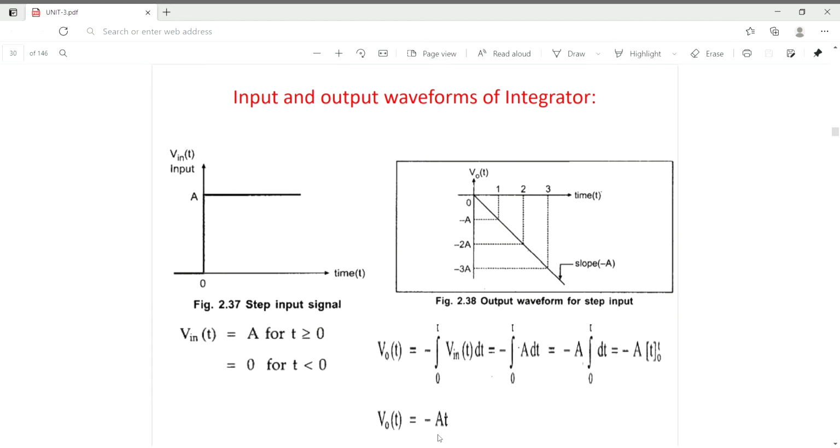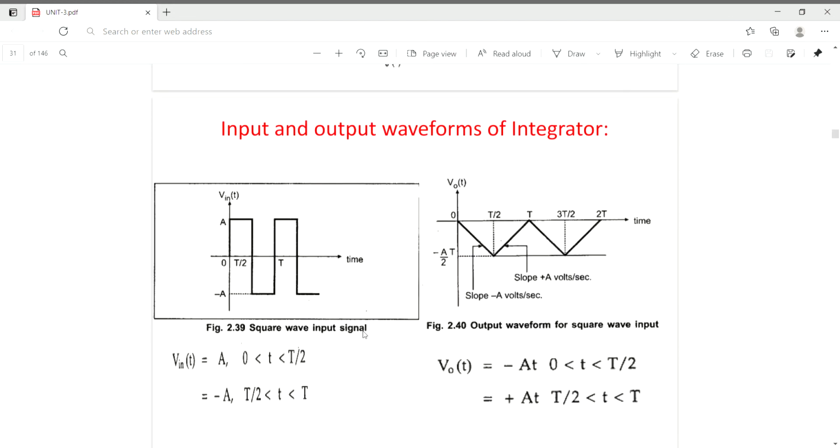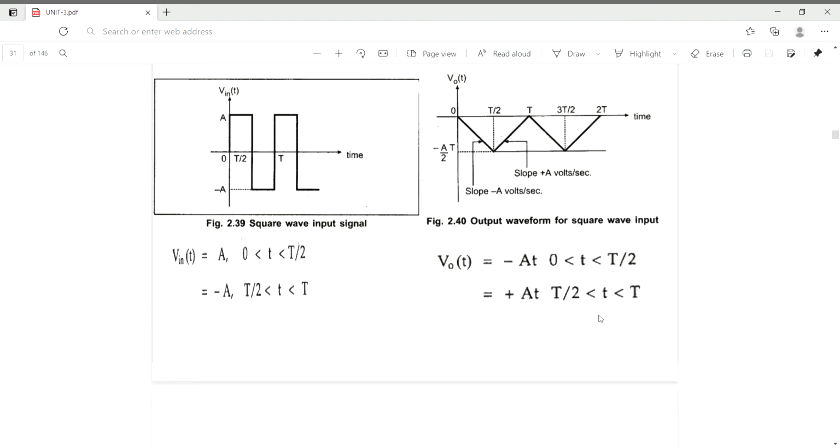And if the input waveform is a square waveform, whose value is A from 0 to T by 2 and minus A from T by 2 to T, the integration of it will produce an output of minus AT from 0 to T by 2 and plus AT from T by 2 to T, and its waveform will be a triangular wave. So if we apply a square wave as input to the integrator, the output will be a triangular wave.